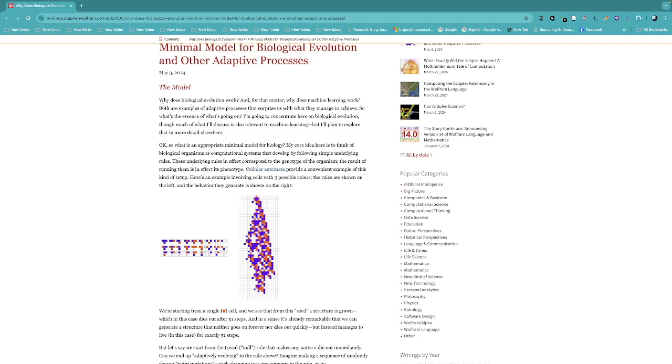We have the model. Why does biological evolution work? And for that matter, why does machine learning work? Both are examples of adaptive processes that surprise us with what they've managed to achieve. So this is this idea of computational universality, where you can basically take biological systems and machine learning systems and find the fundamental aspects that underlie both as complex systems. So he's going to concentrate on biological evolution, but this is also relevant to machine learning, and this is going to be the subject of another article.